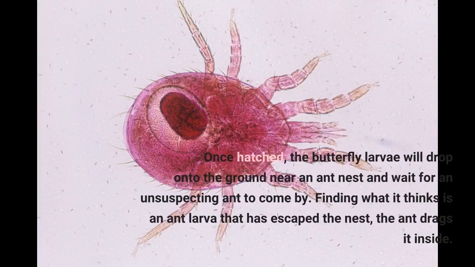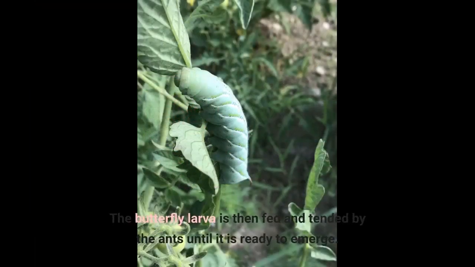Once hatched, the butterfly larvae will drop onto the ground near an ant nest and wait for an unsuspecting ant to come by. Finding what it thinks is an ant larva that has escaped the nest, the ant drags it inside. The butterfly larva is then fed and tended by the ants until it is ready to emerge.